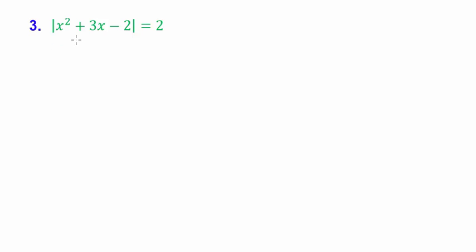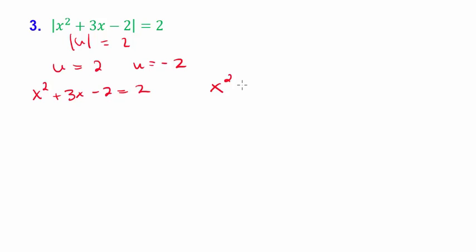So the first thing I'm going to do, again, this u, the absolute value of u, the u in this case is x squared plus 3x minus 2. Since it's equal to 2, we know u is equal to 2 and u is equal to negative 2. Substituting that back in, we have x squared plus 3x minus 2 is equal to 2. And x squared plus 3x minus 2 is equal to the opposite of 2, which is negative 2.